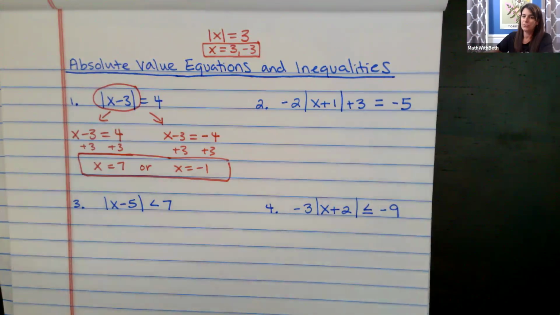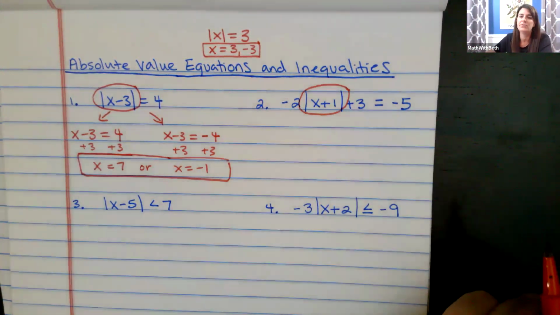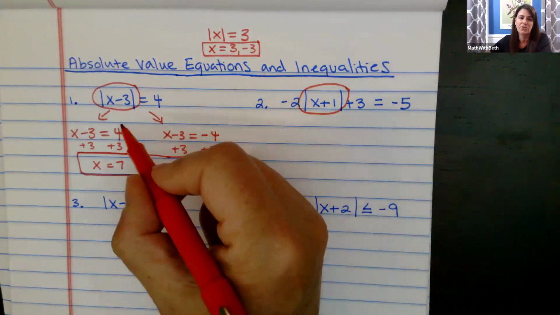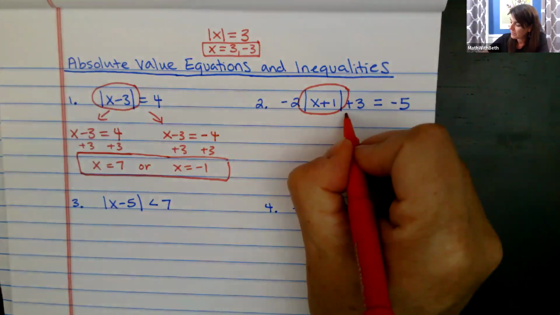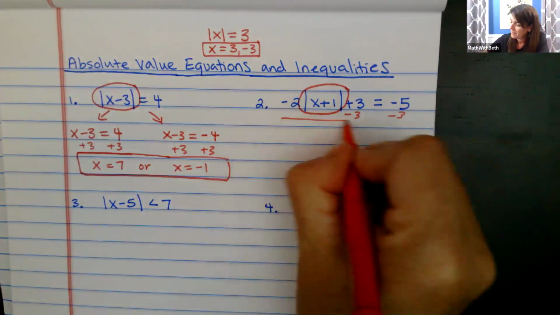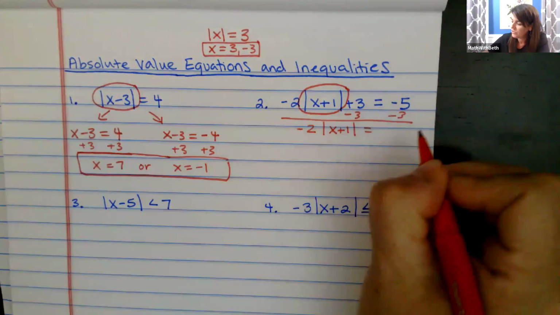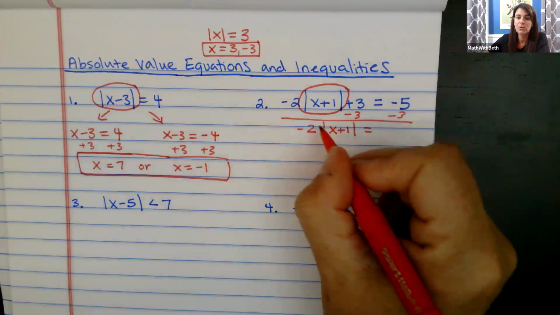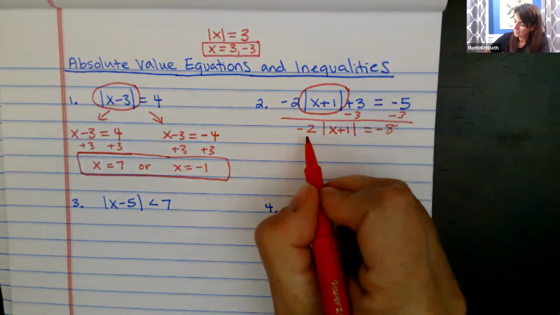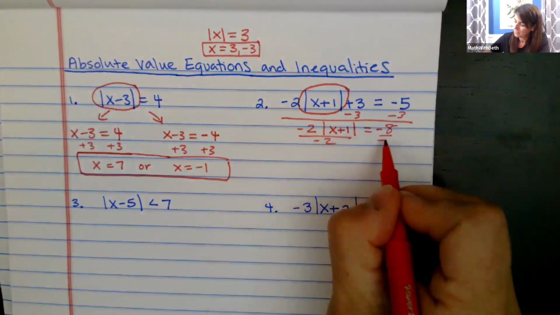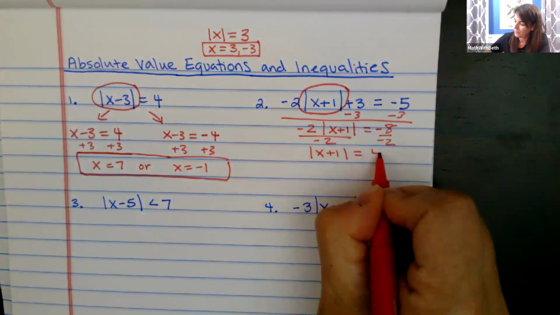So like I said, for number 2, we're not ready. I need to get just the absolute value stuff by itself before I can do what I did over here and set up my two equations. So I need to move this +3. And I also need to move that -2 out front, but make sure you understand that -2 is being multiplied, so I'm going to need to divide it. So I finally am ready to actually start the problem.